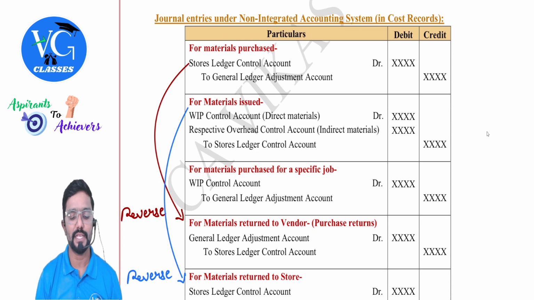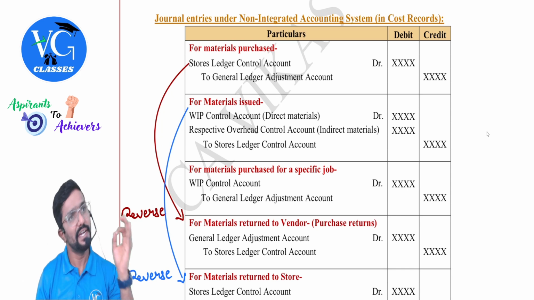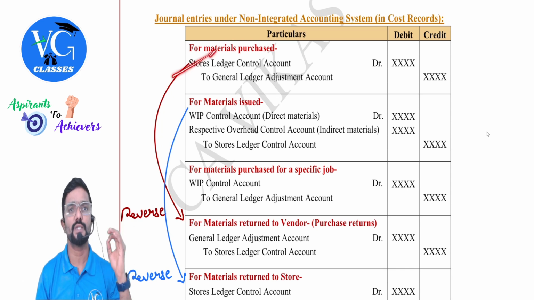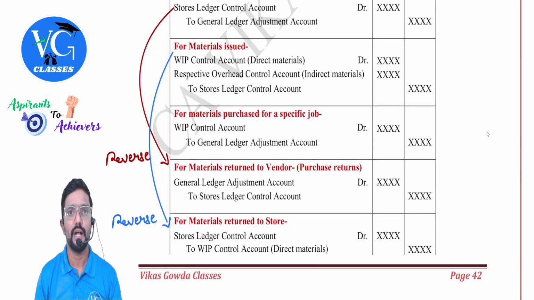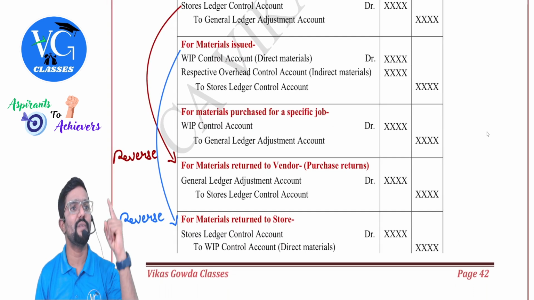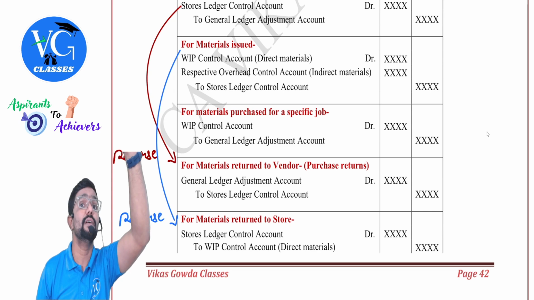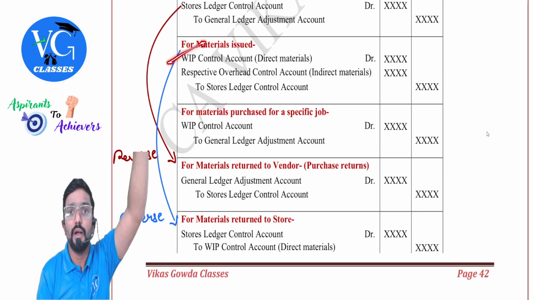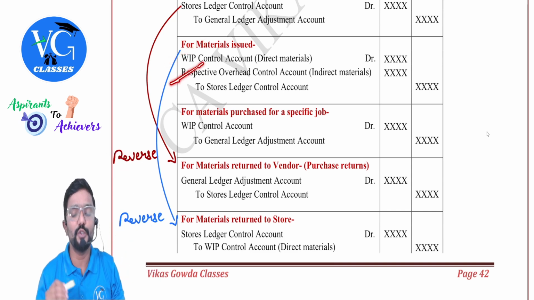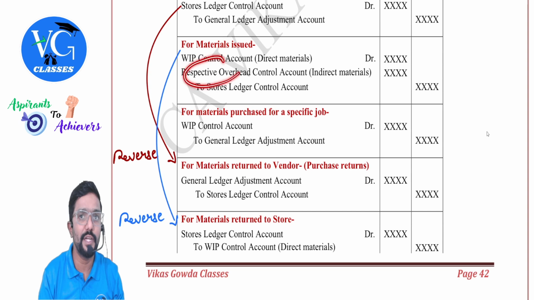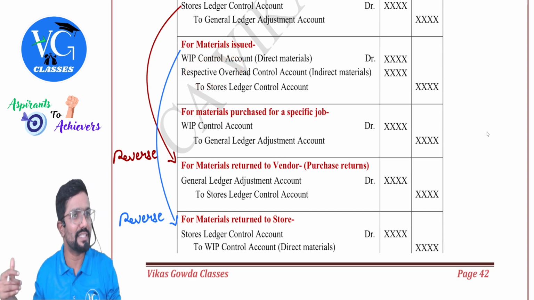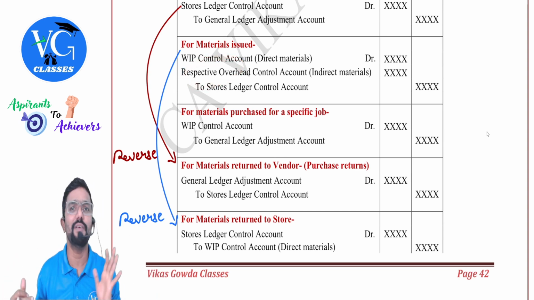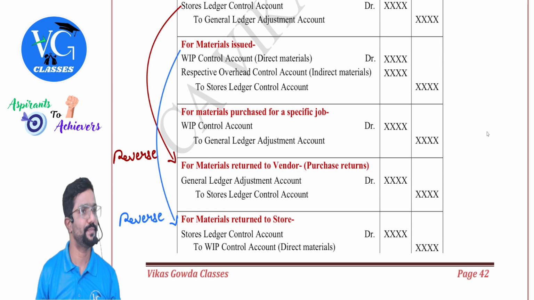Sir, for material purchase, whether it is direct material or indirect material, the entry for purchase is one. What is it? Stores ledger to general ledger. And for issuing it, if it is direct material, where should it go? Where is the production happening? WIP. Production is happening in WIP. And if it is indirect, then it should go to the respective overhead. There are 3 overheads. Instead of using all the names, I have given respective overhead. If the question is silent, please send it to factory overhead.